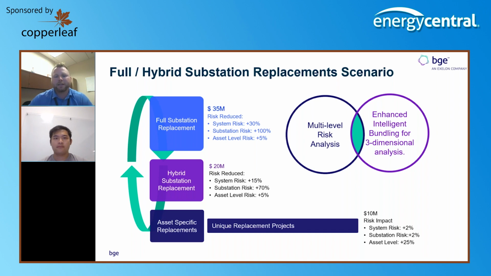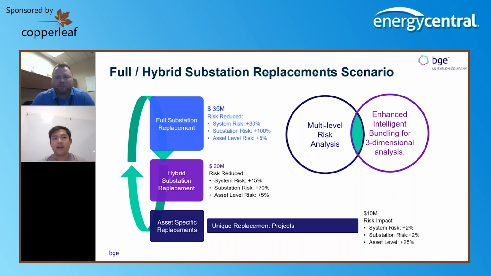So this is just trying to illustrate, right? You take the $10 million project that has a 2% improvement in system risk, a 2% substation improvement in risk, and 25% asset-level risk, or do you go and spend the $35 million to get a 100% improvement in substation risk, a 30% improvement in substation system risk, and then a 5% improvement across the asset family? And so we can now have those conversations and drive those decisions into our plan.